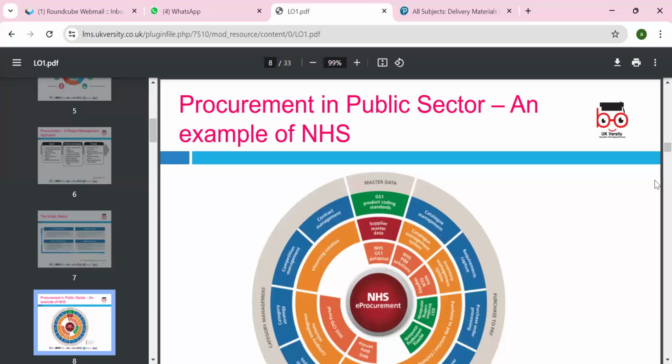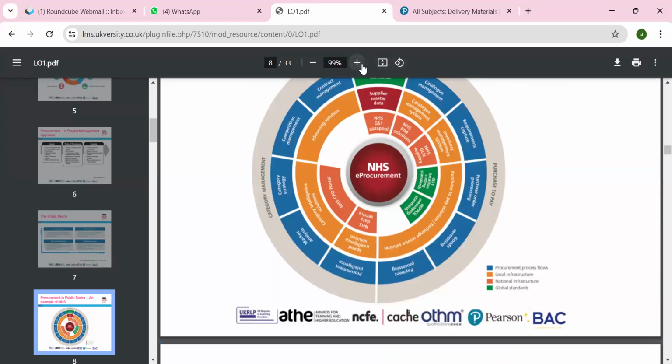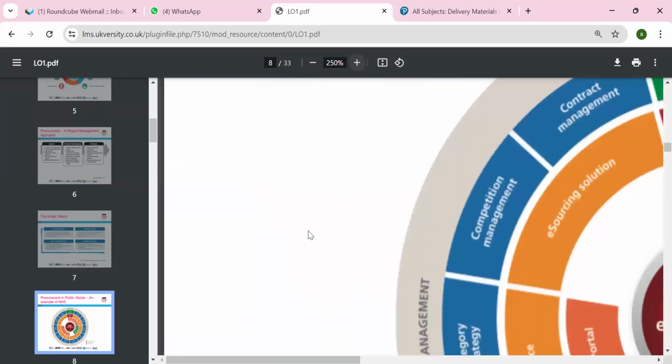Plus, if we look at procurement in the NHS, how the NHS procurement system looks, which of course is quite a big procurement system. Hope you can see all. Yes.